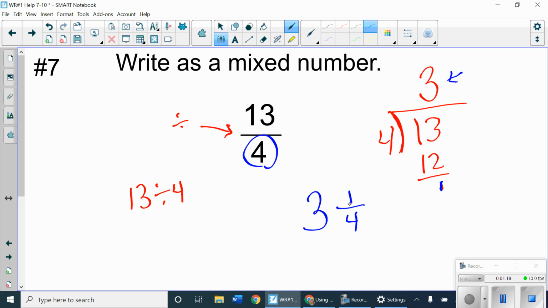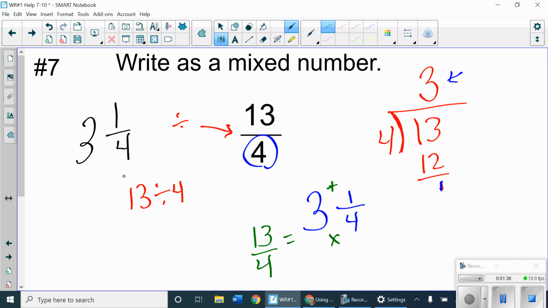And the way you can check it is we can do that times plus that I just showed you earlier. 3 times 4 plus 1 is 13. So these two are equivalent. So your final answer is 3 1/4.